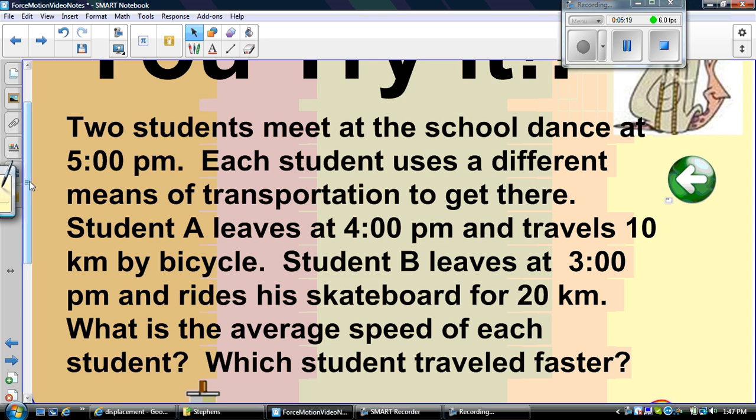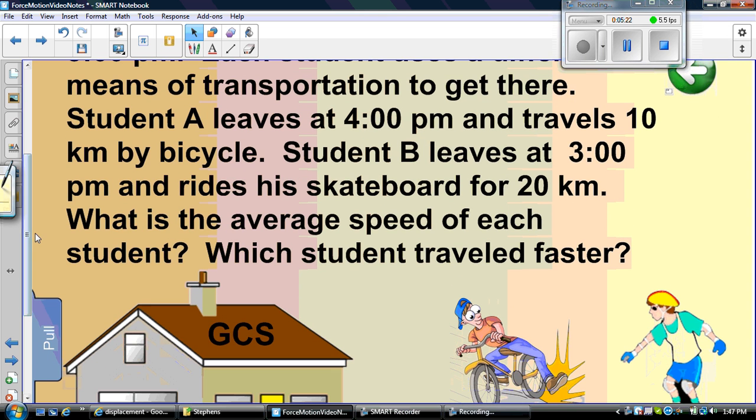Which student traveled faster? Okay, so the first thing we have to do for student A is determine the total distance traveled. Student A traveled 10 kilometers. Now let's look at the time. Both students arrived at the dance at 5. Student A leaves at 4, so 4 to 5 is 1 hour. So we've got 10 kilometers as the distance, 1 hour as the time. Student B traveled 20 kilometers, so a little bit farther than student A. The time it took student B was from 3 p.m. to 5 p.m., so 2 hours.